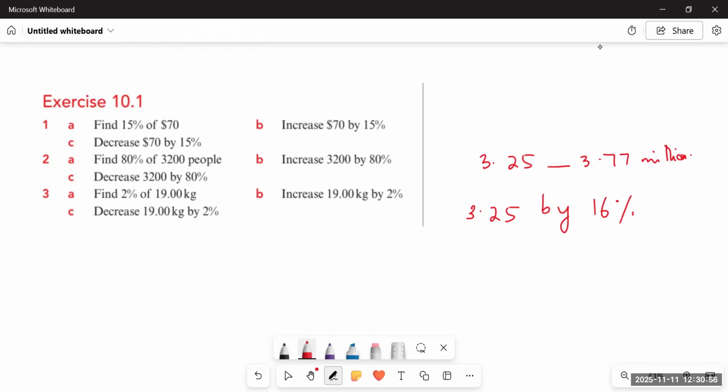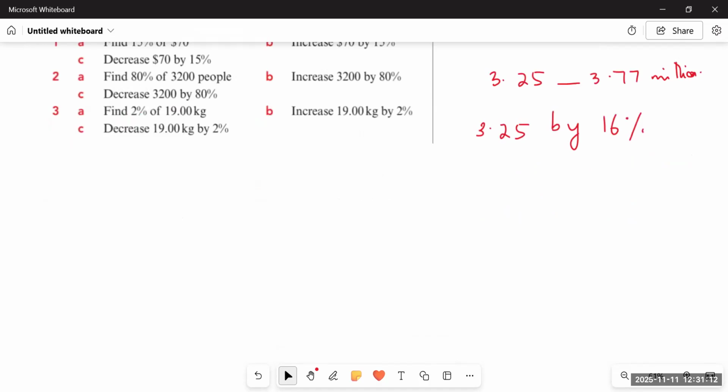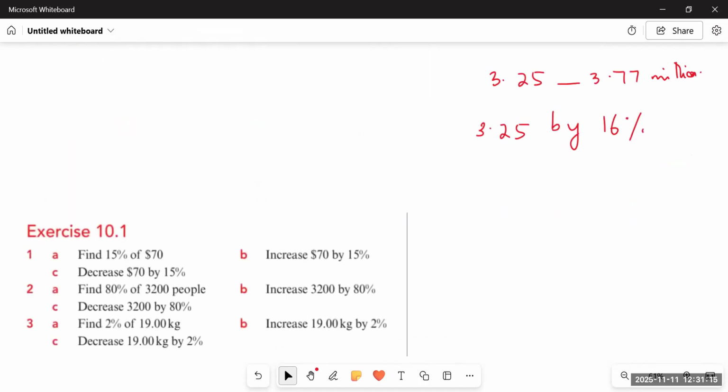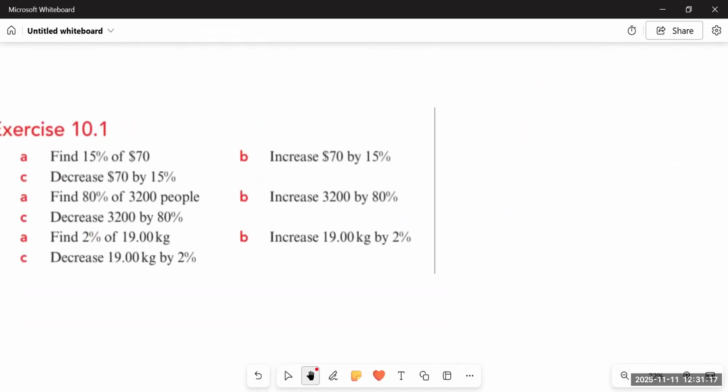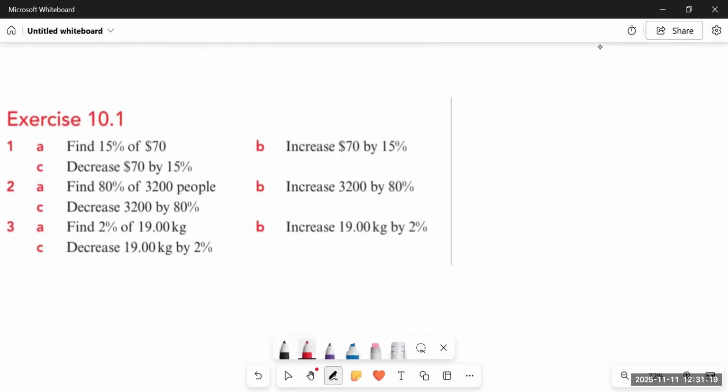Whenever we have to give the information as percentage increase or decrease, these are not the absolute values. These are in terms of a percentage. So if something has increased or decreased, what are we supposed to do? There are just 2 to 3 steps involved that you must follow. Question number 1 says find 15% of 70.